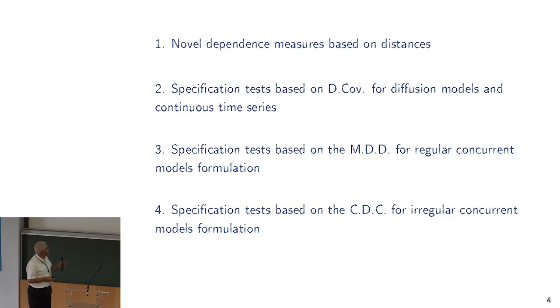So I follow more or less this schedule. I try to summarize the novel dependence measures based on distance. And then I try to apply them in the three different contexts we introduced at the beginning: using distance covariance, using martingale difference divergence, and also the conditional distance covariance.